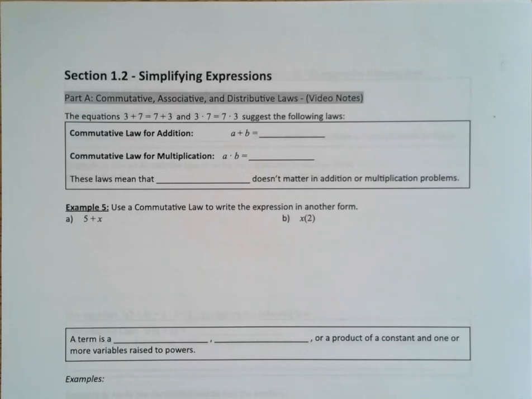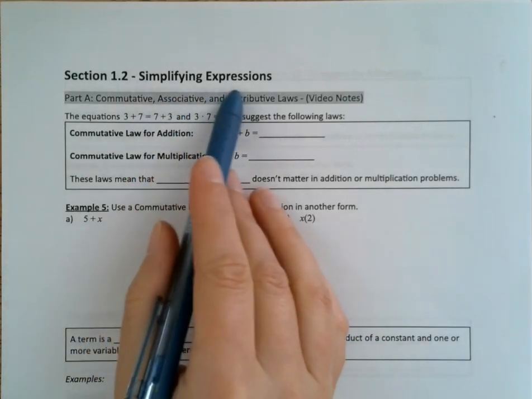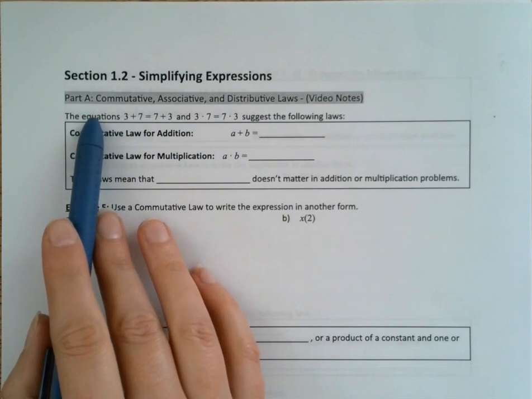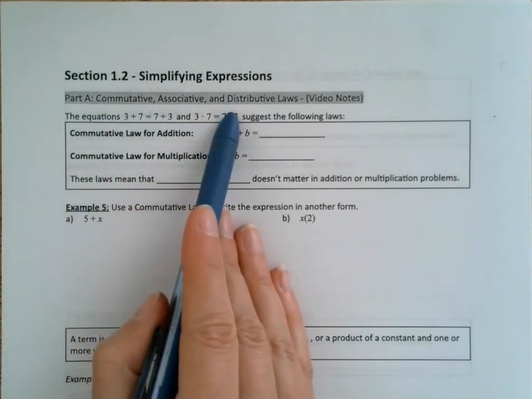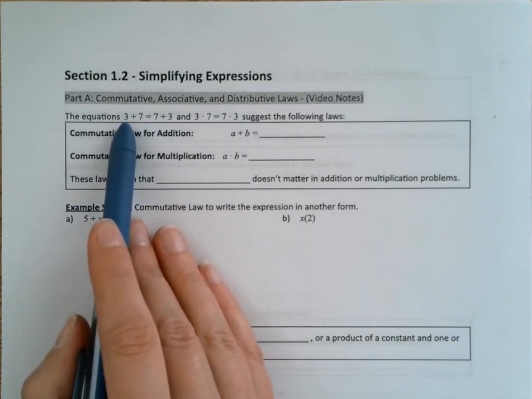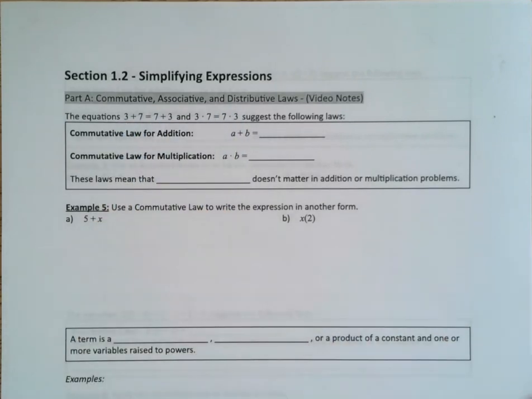Looking at section 1.2 part A here on simplifying expressions. In part A, we're going to look particularly at the commutative, associative, and distributive laws. First of all, we have two statements that are true using the commutative law, both for multiplication and again for addition. I guess addition's first.